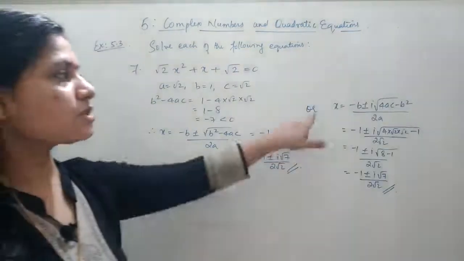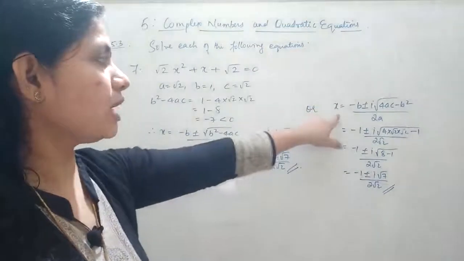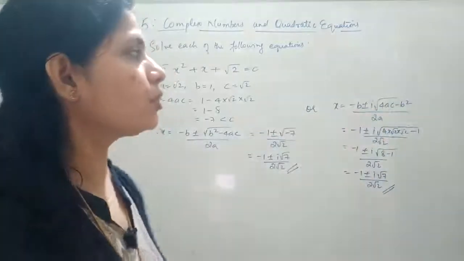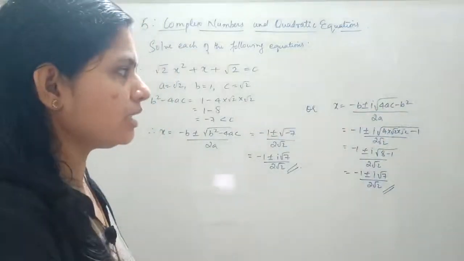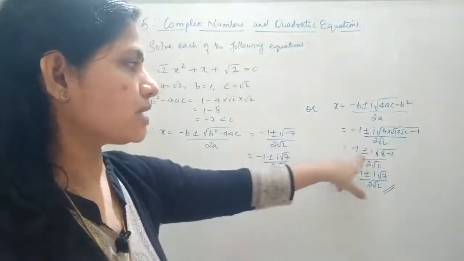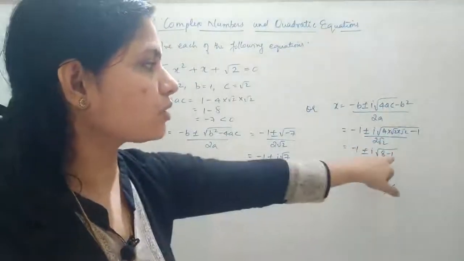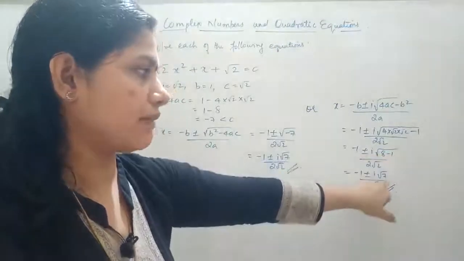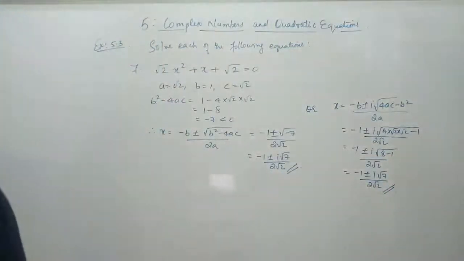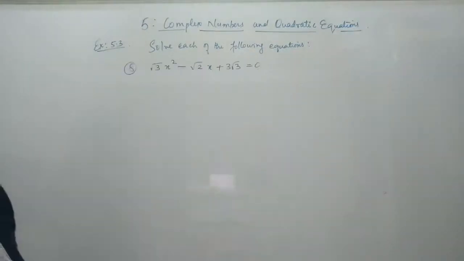Or else you can use this method also, that is the direct formula for finding out your x, which is minus b plus or minus I root of 4ac minus b square by 2a. Replacing the values directly, you will get the answer minus 1 plus or minus I into, inside the root you will get that positive quantity, that is 7. So the answer is minus 1 plus or minus I root 7 by 2 root 2. So that way also you can do.